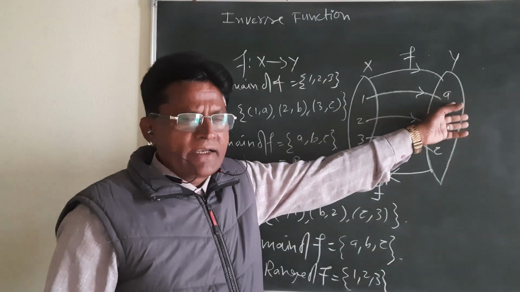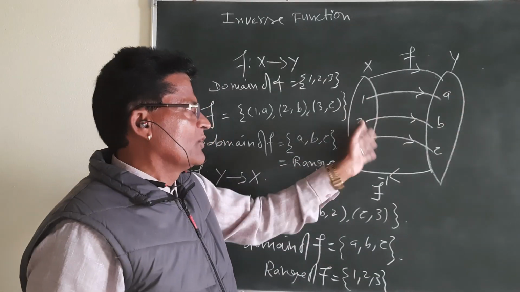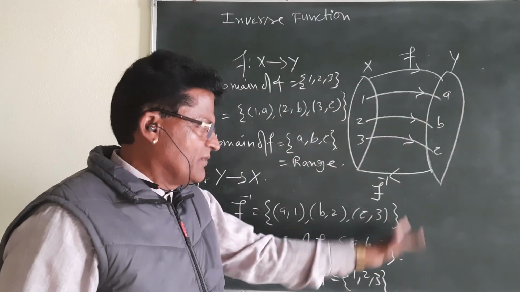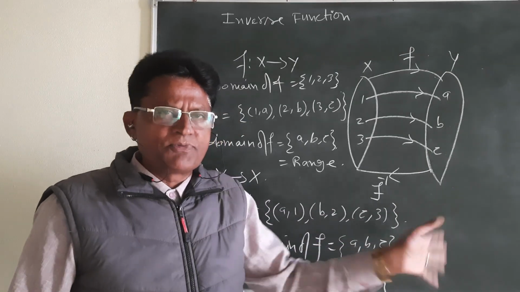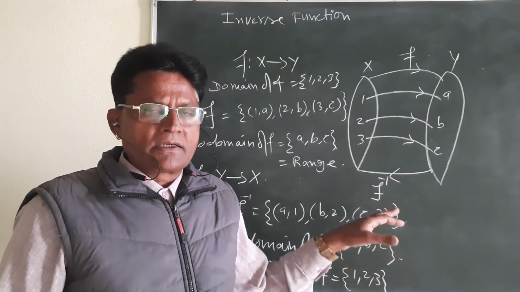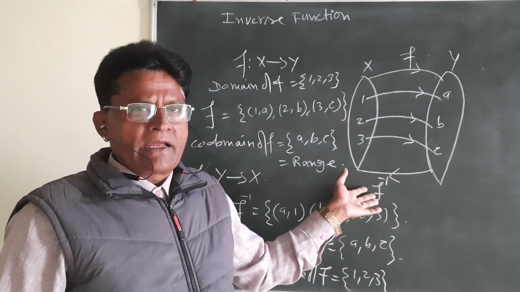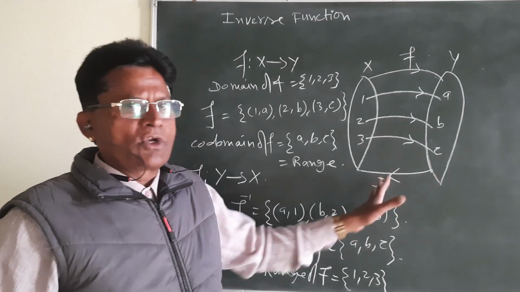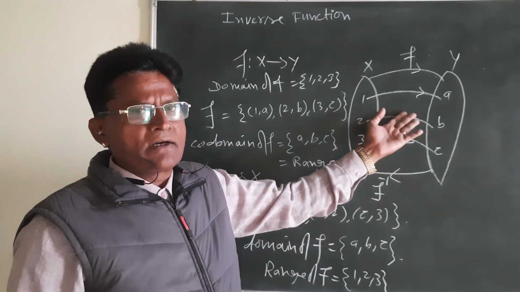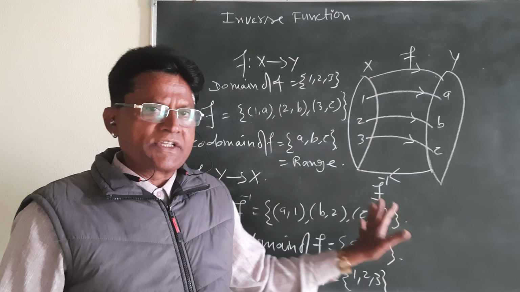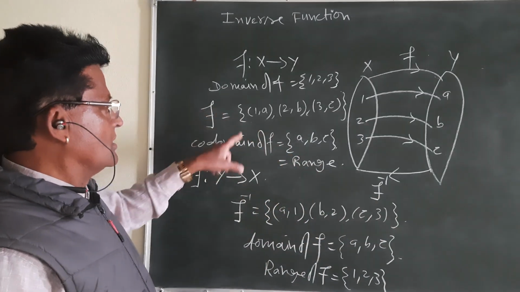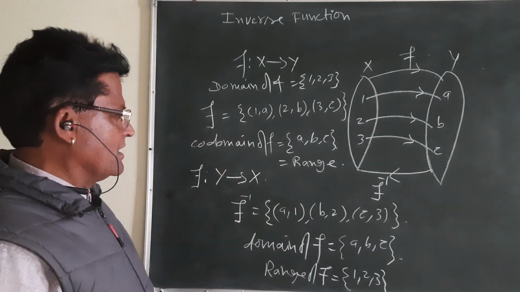In the domain you can take A, B, C, and in the codomain or range you can take 1, 2, 3. You can draw the inverse of the function separately. Means if you want to draw the image of this F inverse separately, you can. Otherwise, one figure, one diagram is more than sufficient to understand. I think you understand the function as well as the inverse of the function.